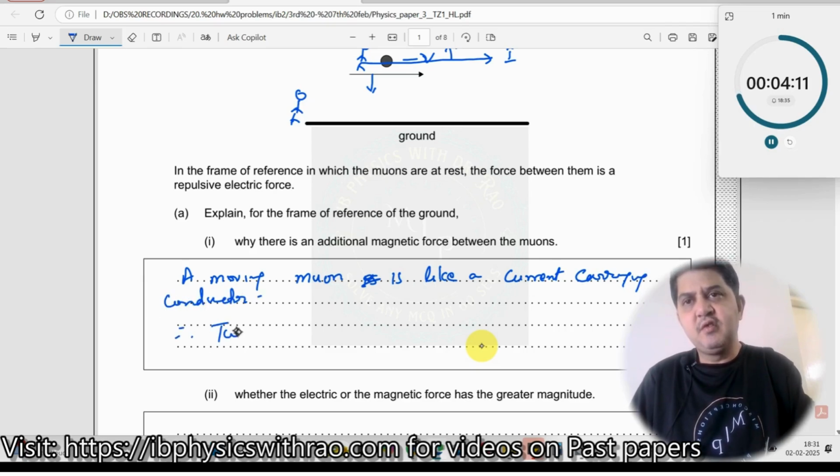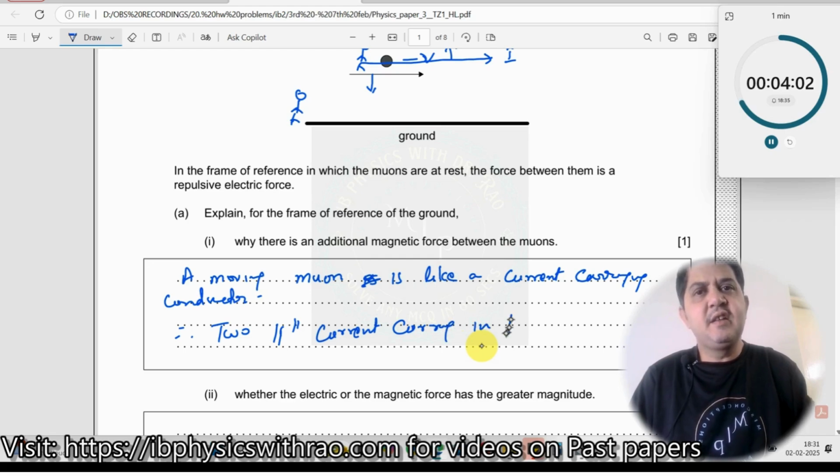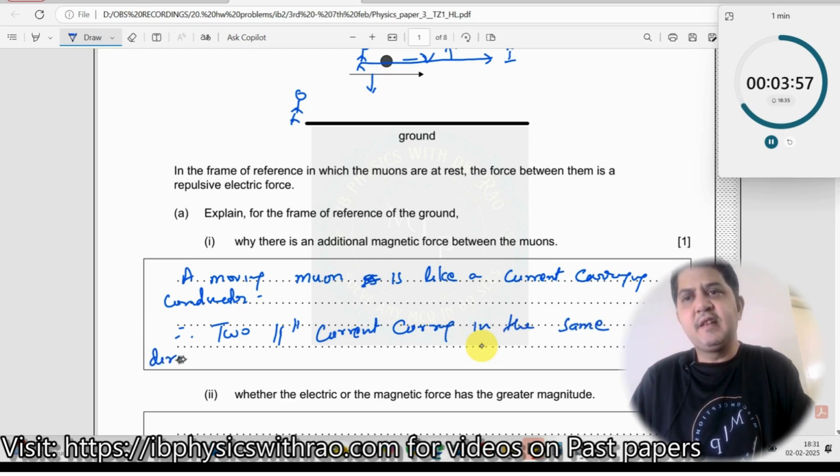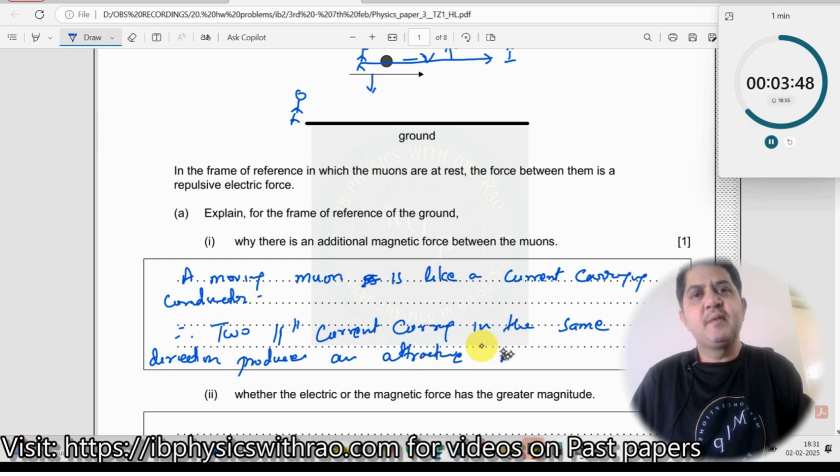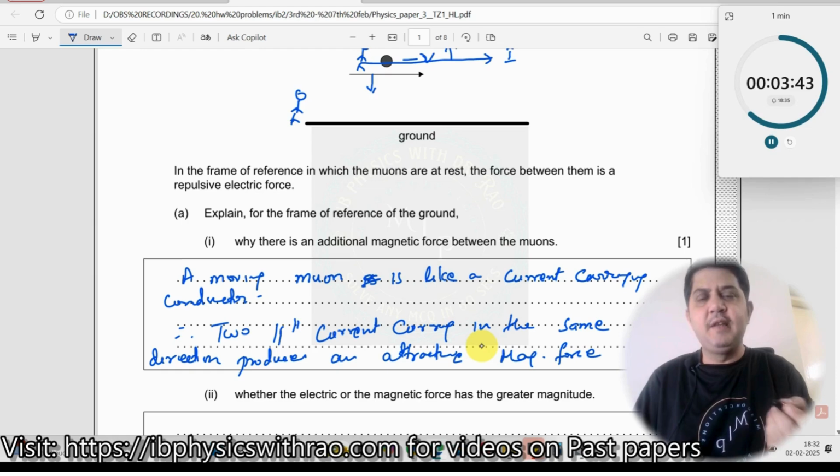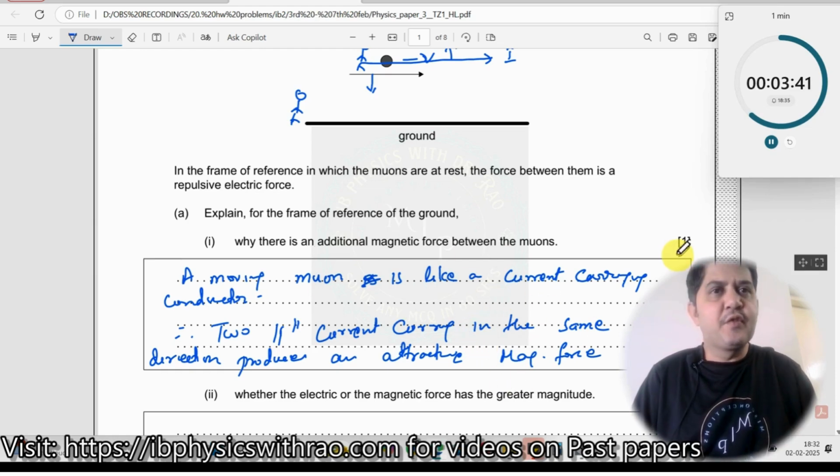Therefore, two parallel current carrying conductors in the same direction produce an attractive magnetic force. Okay, this is 1 mark, this is 1 mark, so finally we get 2 marks. Of course, you can generally write it for 2 marks, or you can get 1 mark over here.